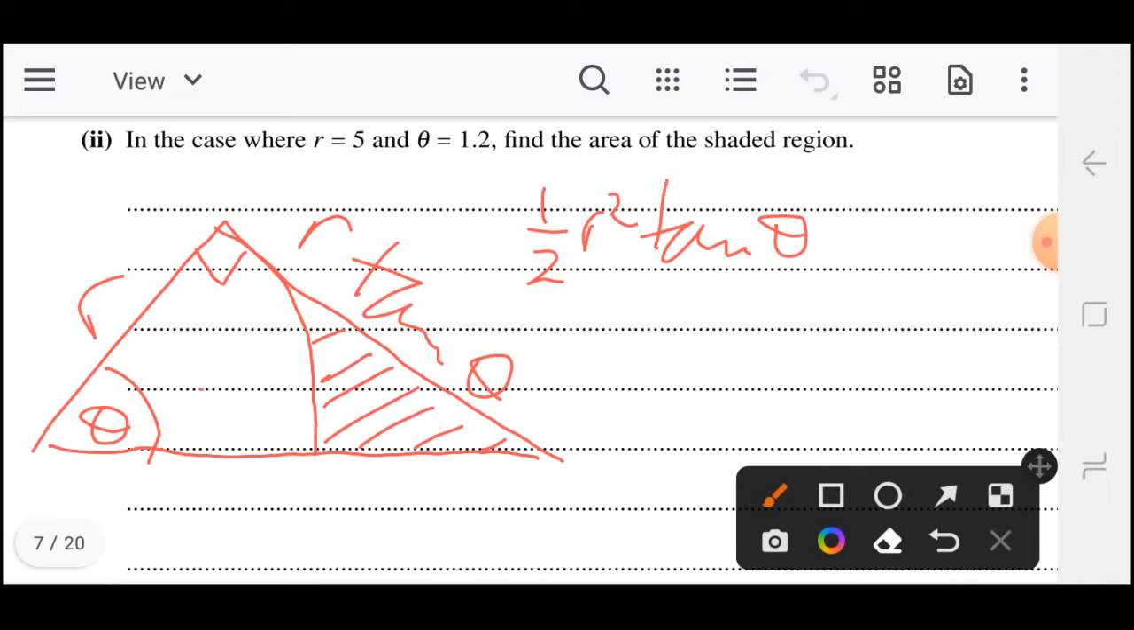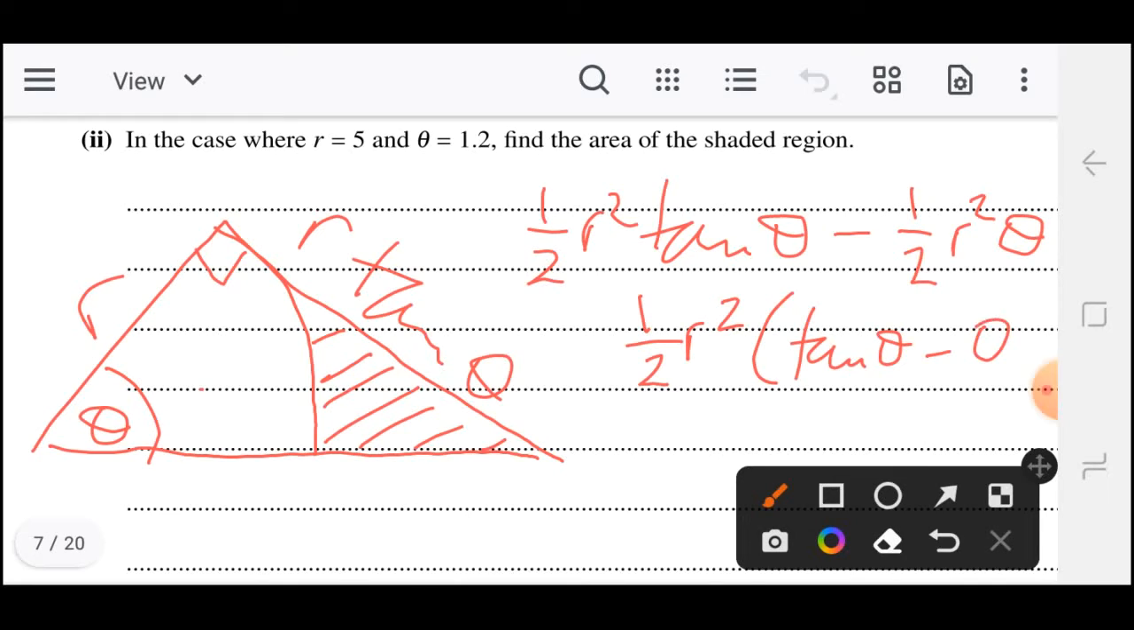So this is the area of the triangle, and we then subtract the area of the sector from that area. The area of the sector is given by half R squared theta. So we subtract half R squared theta. Now, half R squared is common. We can factor it out, and we have half R squared times tan theta minus theta. So this is the shaded area in this diagram that I've drawn.